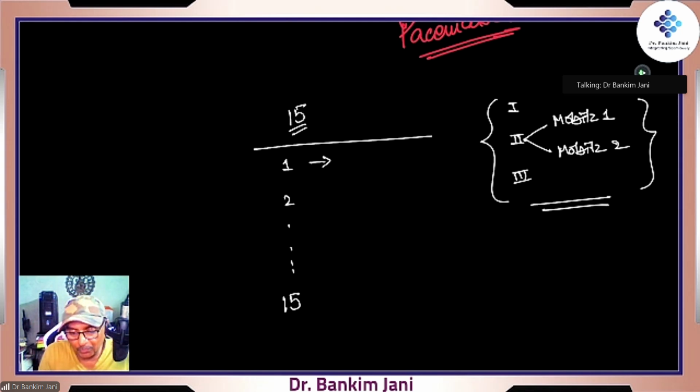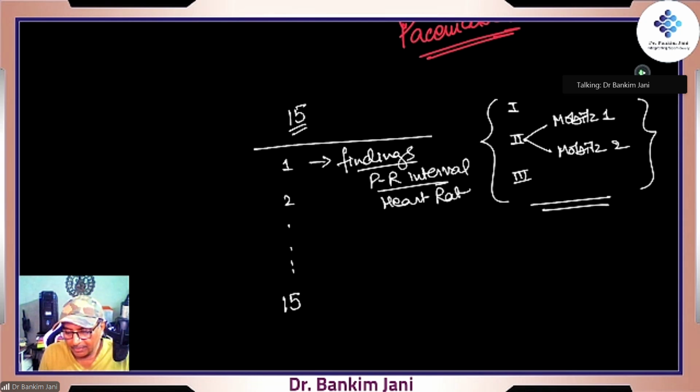That means, what are your findings? What is the PR interval? What is the heart rate? Is it regular or irregular? And do you find any pathology in it? For example, P pulmonary.